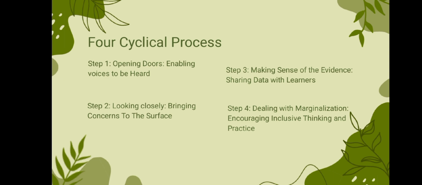There are four cyclical processes. The four cyclical processes promote inclusive education by listening to learners, especially those from marginalized groups, and transforming school practices to become more responsive and equitable. So the first step in the four cyclical process is opening doors, enabling voices to be heard. This step is about creating a safe and open environment where all learners, especially those marginalized, feel that their opinions, emotions, and experiences matter. It includes both verbal and nonverbal ways of communication.